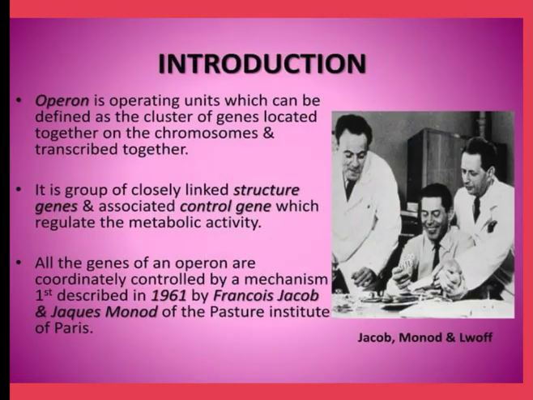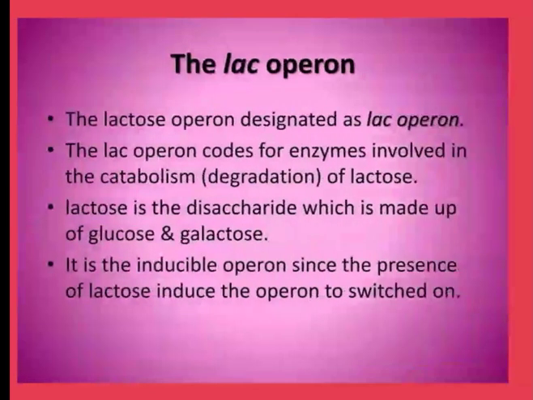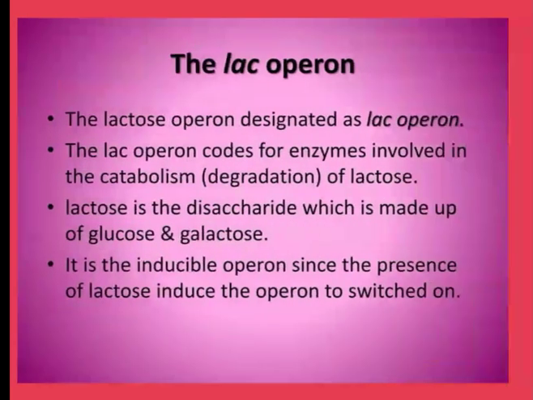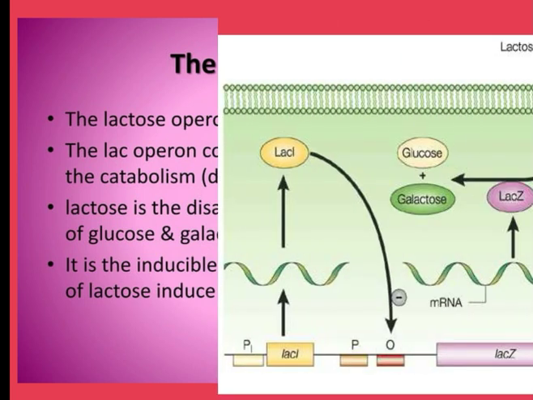The lac operon is designated as the lactose operon. The lac operon codes for enzymes involved in the catabolism of lactose. Lactose is a disaccharide which is made up of glucose and galactose. The lac operon is an inducible operon. To switch on this operon, there must be its inducer, that is lactose. So it is an inducible operon.